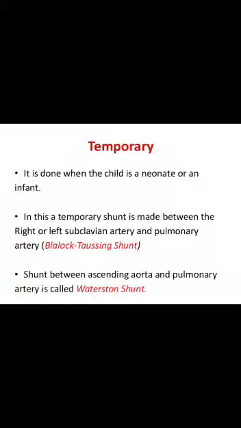Next, the surgical intervention. In temporary surgical intervention, firstly it is done when the child is a neonate or an infant. In this, a temporary shunt is made between the right or left subclavian artery and the pulmonary artery.